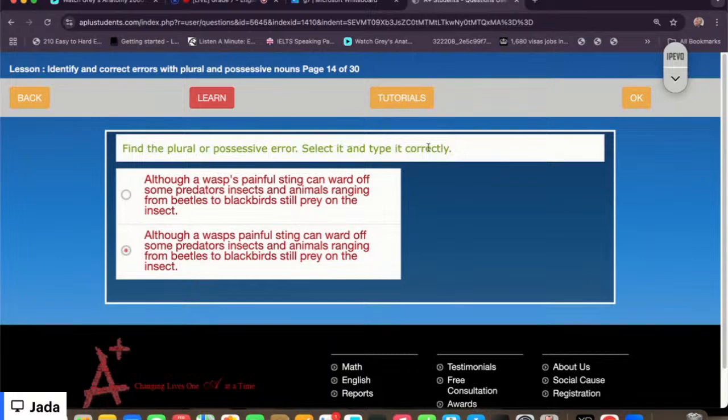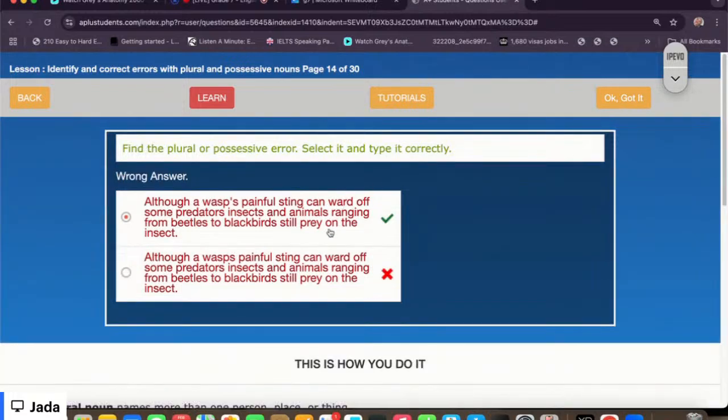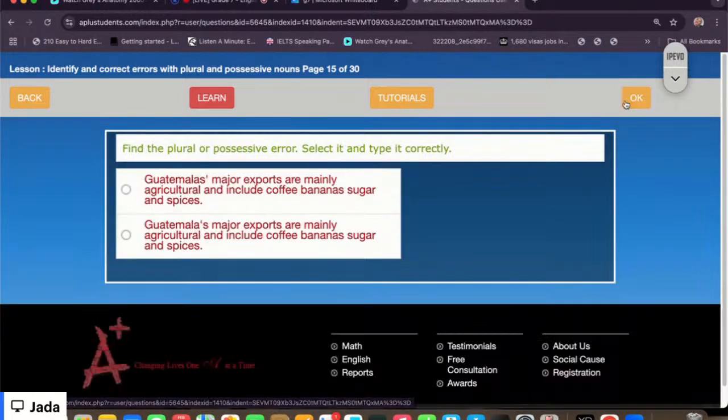Alright, so let's see. So wasp is singular, so it's supposed to be singular possessive. So if you click this, you can just scroll down and then see the correction.